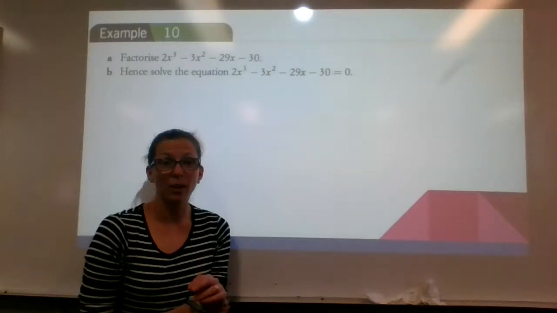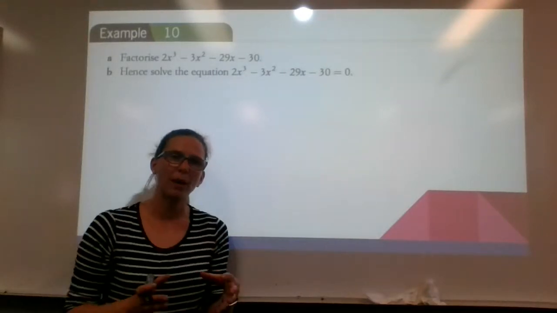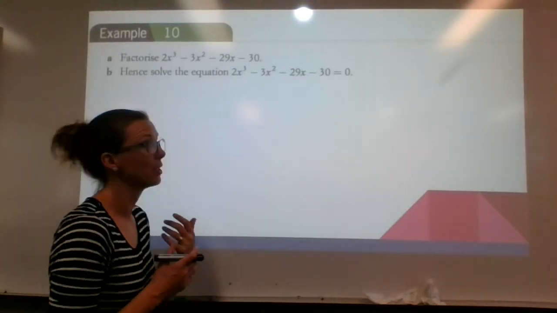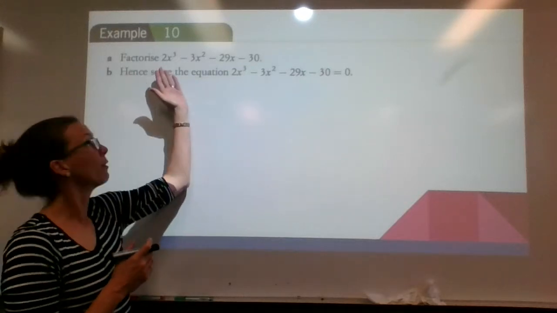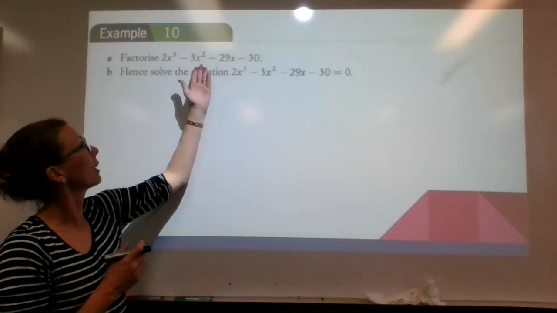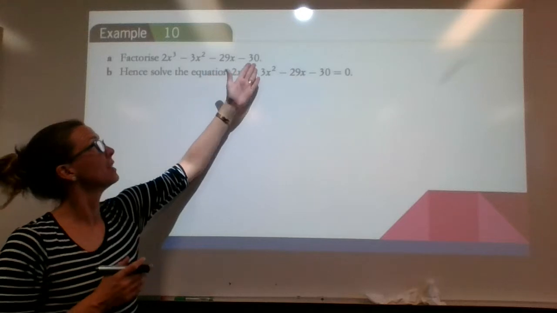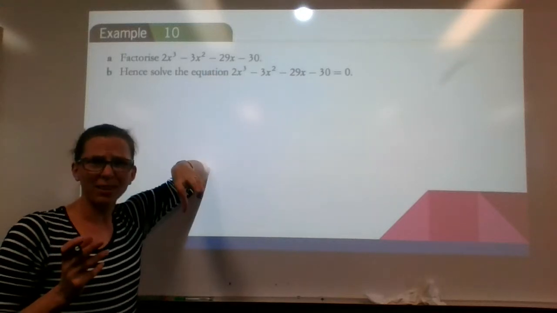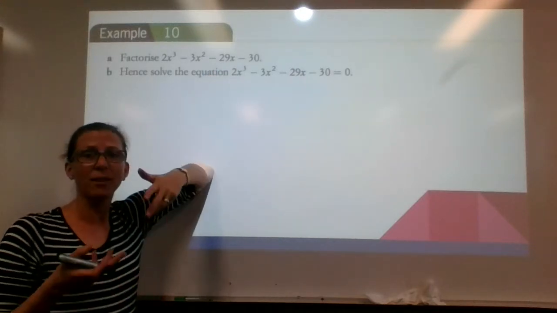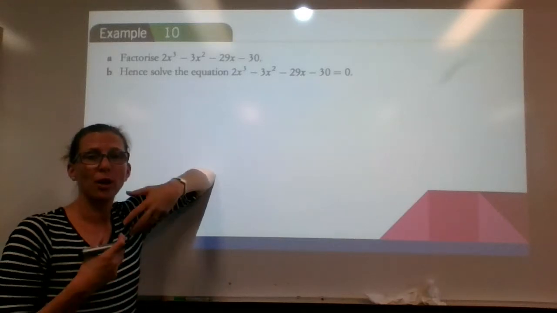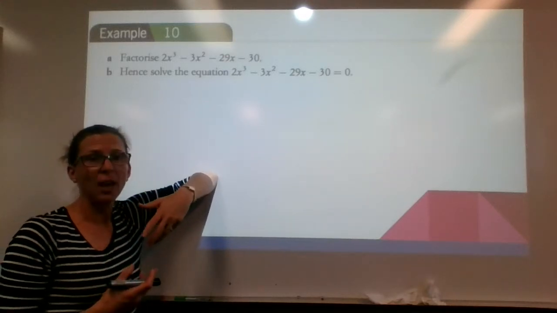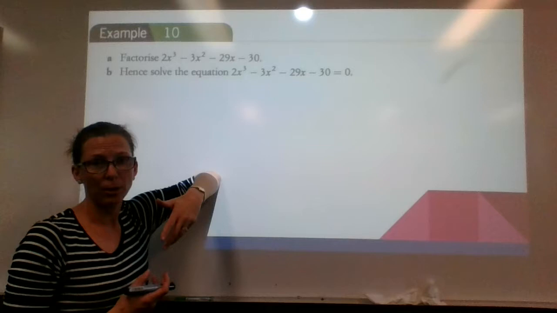Hi there. So we're going to try it with another question. We're going to apply that factor theorem and continue on. So here we go. We're trying to factorise 2x cubed, take 3x squared, take 29x, take 30. When it tells me to factorise, it's asking me to find the factors, and the only way I know how to find the factors is to use that factor theorem.